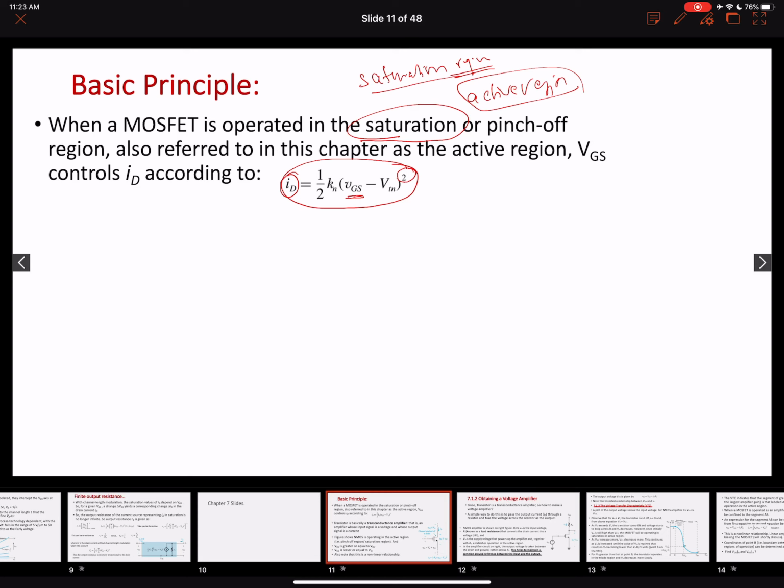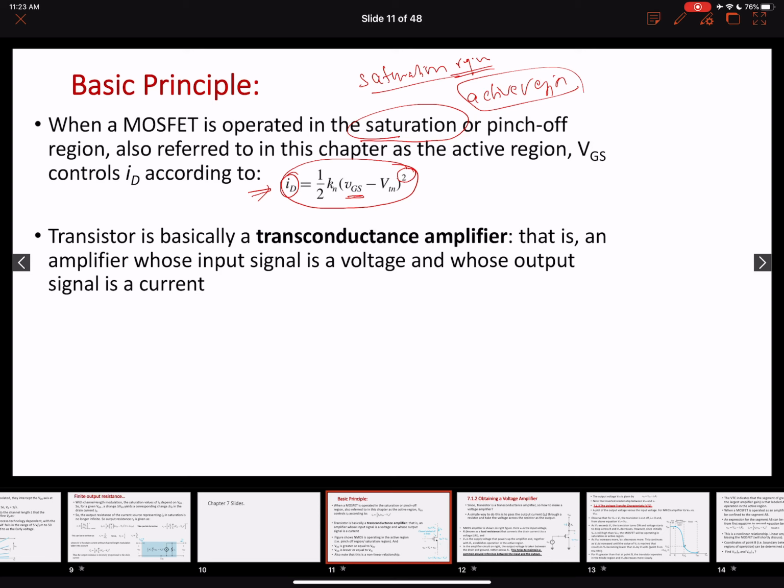So we have a square relationship for the VI characteristics for this amplification. When we operate the MOS transistor as an amplifier, our drain current has a square relationship with the gate to source voltage, which can serve as an input voltage applied at the gate terminal. So our transistor can behave as a transconductance amplifier. Transconductance amplifier means that our input is a voltage and our output is a current. So we are going to talk about how we can build a voltage amplifier out of this.